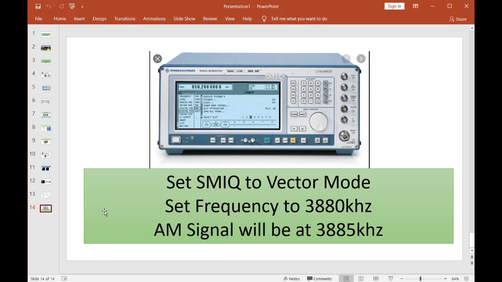Now, for those of you that have the analog vector signal generator, if you want the amplitude signal to be at 3885, then you're going to have to set the center frequency on the SMIQ to 3880. Because coming out of the sound card, we're shifting the amplitude signal up by 5 kilohertz.